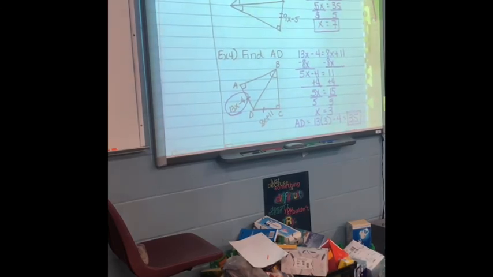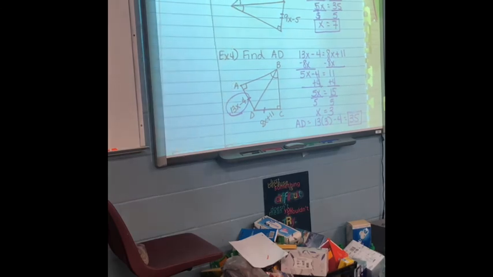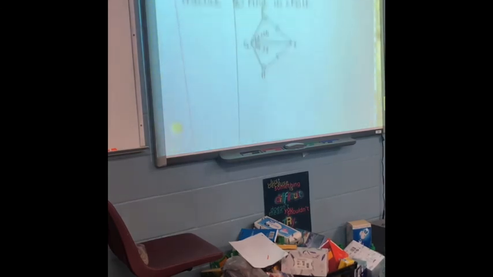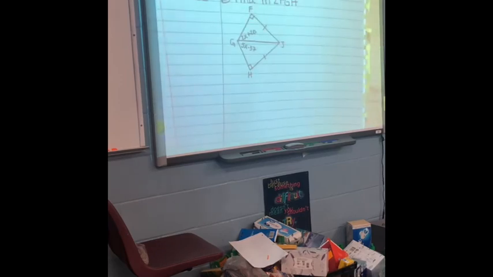So on this one, it's very interesting because I do also have congruent angles. So they could ask me something about the angles also, right? Not just sides. So let's look at one of those. You try this one. Find the measure of angle FGA.